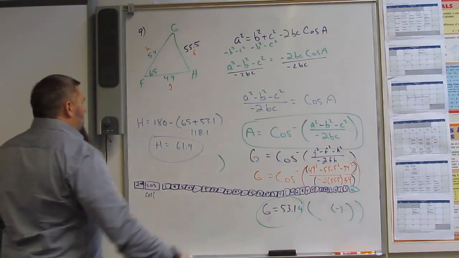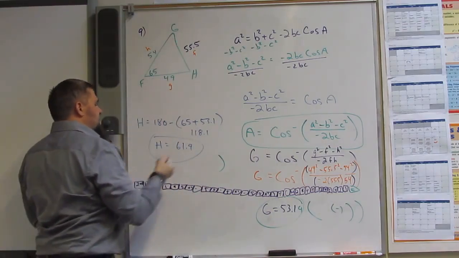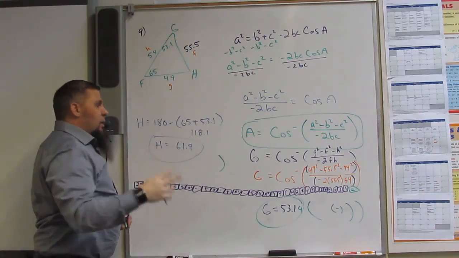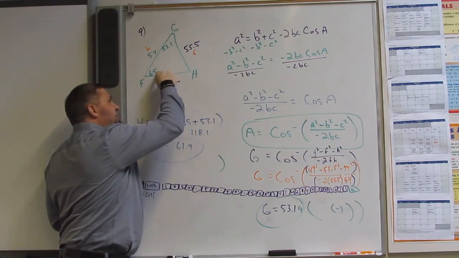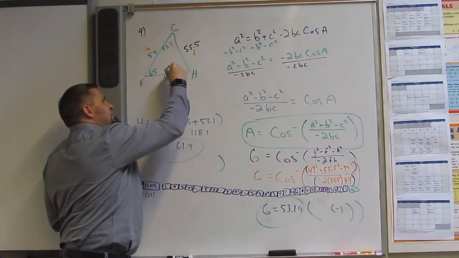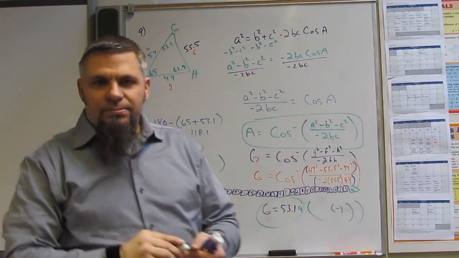And then we're able to plug that in. All the angles add up to be 180. So this is 53.1, then H is going to be 180 minus 65 plus 53.1, so H is 61.9.